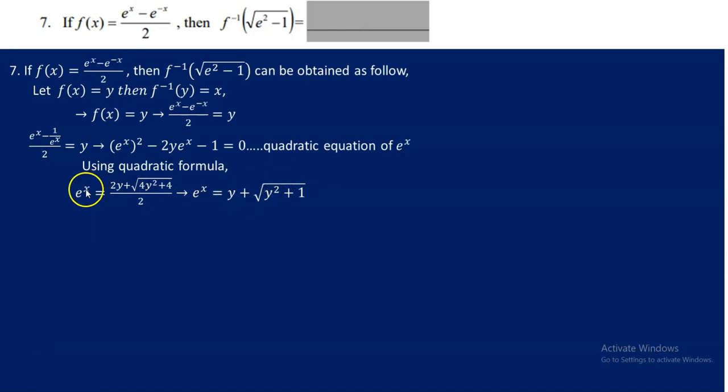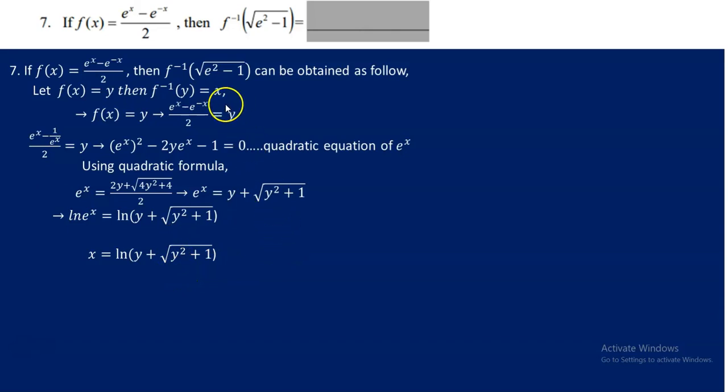Mind you, we are looking for what x is going to be here. To bring this x down, let's introduce ln on both sides. So ln e to the power of x is equal to ln of y plus the square root of y squared plus 1. This x comes down, and this is the same as x equals ln of y plus the square root of y squared plus 1.